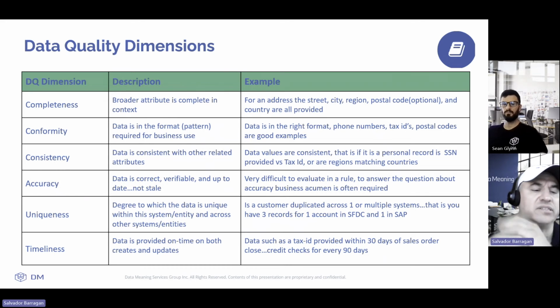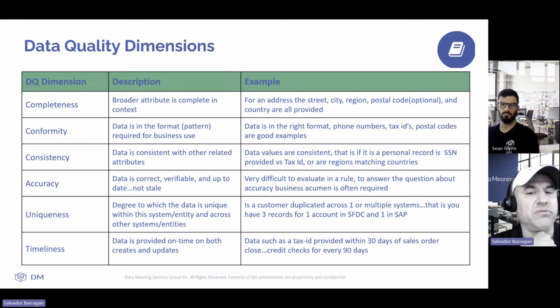And the other one I like to point out is timeliness. Why do I like to point it out? Because is the data at the right place at the right time? In other words, when someone needs the data, can they get it? For me, those two dimensions are so important.